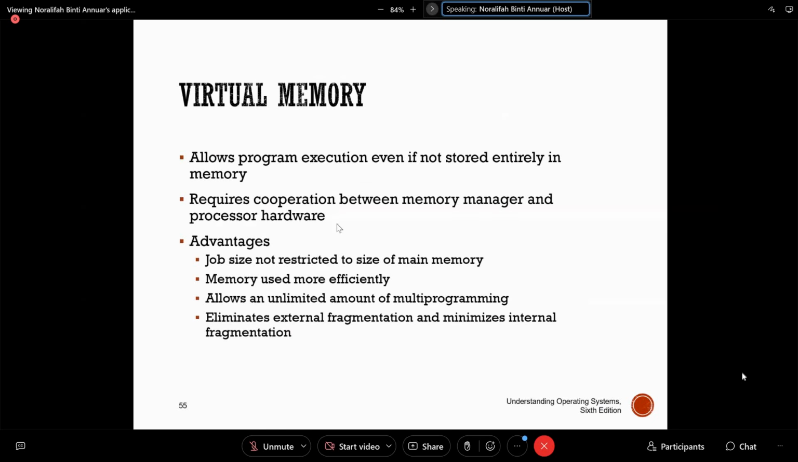Ni tadi kita dah discuss what is a virtual memory. The cooperation between memory manager and process hardware. Job size not restricted to size. Allow an unlimited amount of multi-programming. Sebab dia punya size daripada hard disk. Hard disk size is bigger.